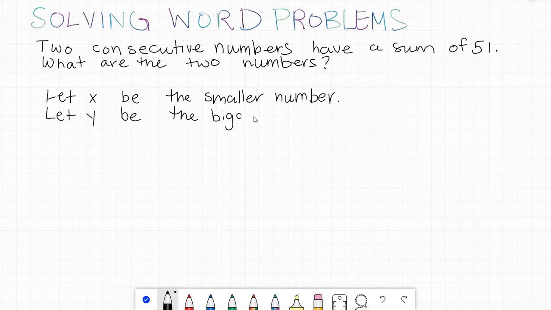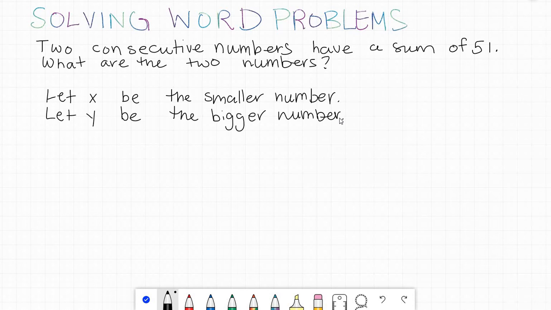When you are doing word problems, you don't always have to write out a let statement. You can just maybe jot down a little note to yourself. But the point here is to make a conscious decision about what variables you're going to be using and make it as specific as possible. One is smaller, one is bigger.